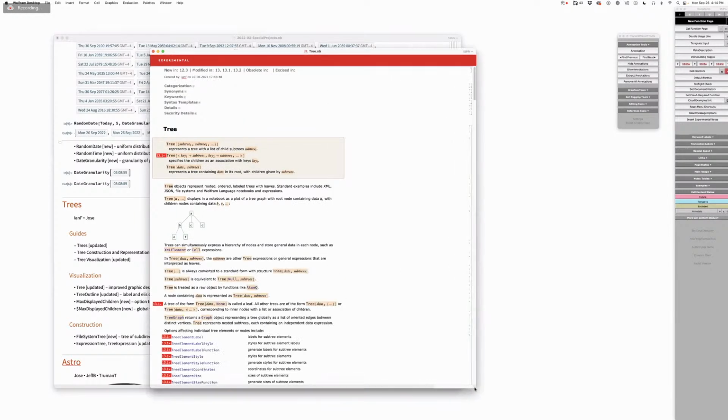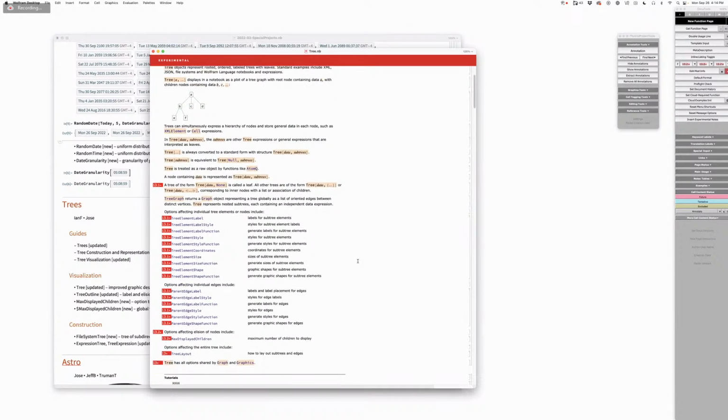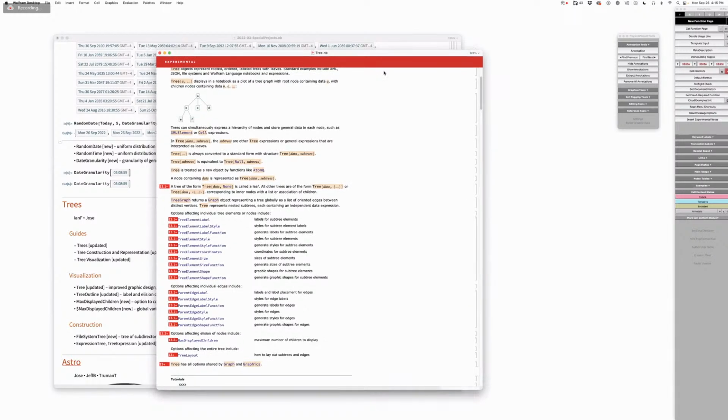So I added a tentative note. I don't see it. Oh no, it's already there. Options affecting elision of nodes include. Okay. Yep, that's what we discussed. All right. I mean, I can see it run, right? I could just say random tree of 40, max displayed children, arrow 3.